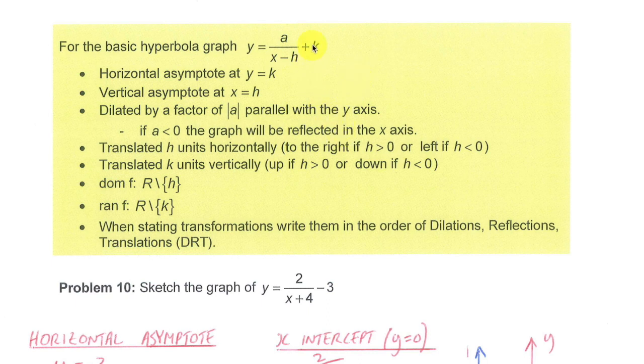k is the easiest to understand. It's simply a shift of k units. If k is positive, we're moving up k units. If k is negative, we're moving down k units.